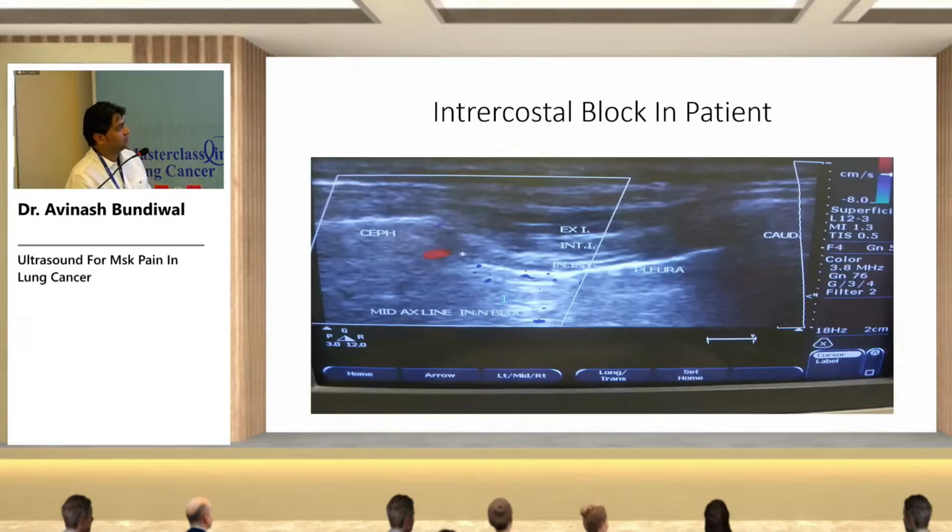This is an intercostal block in my patient, which I did recently. Here is the external intercostal, the innermost intercostal, and this is your pleura. Whenever you do an intercostal block, you should always identify the intercostal artery, because it is not easy to find the nerve. But once you can see the artery, the nerve is here and the vein is here. This star is the needle endpoint.